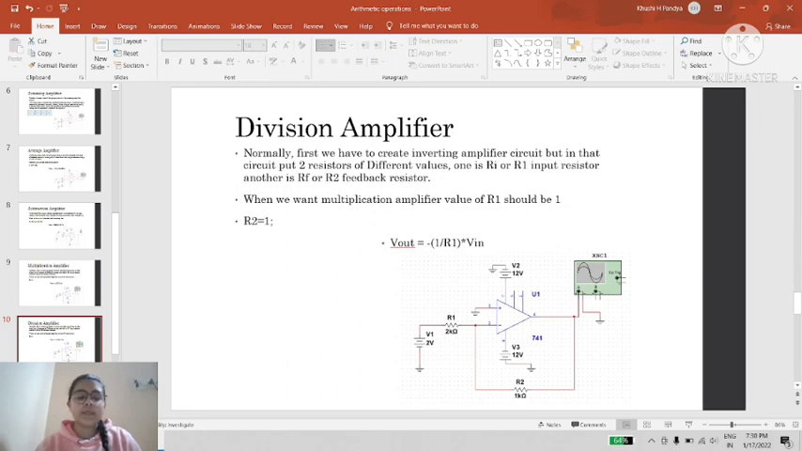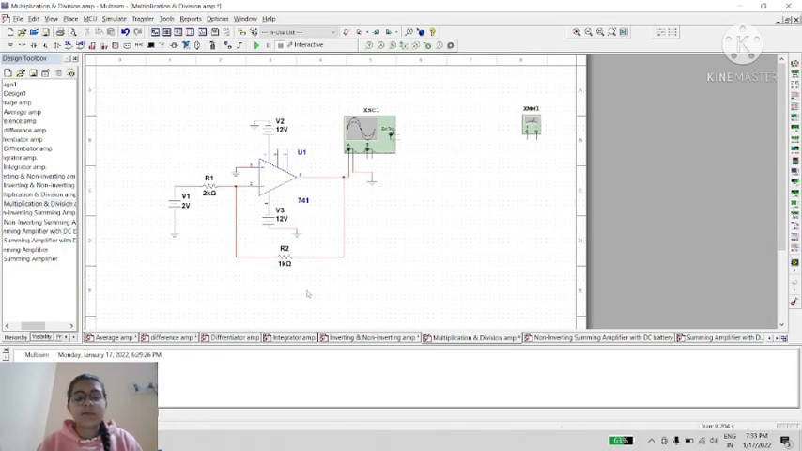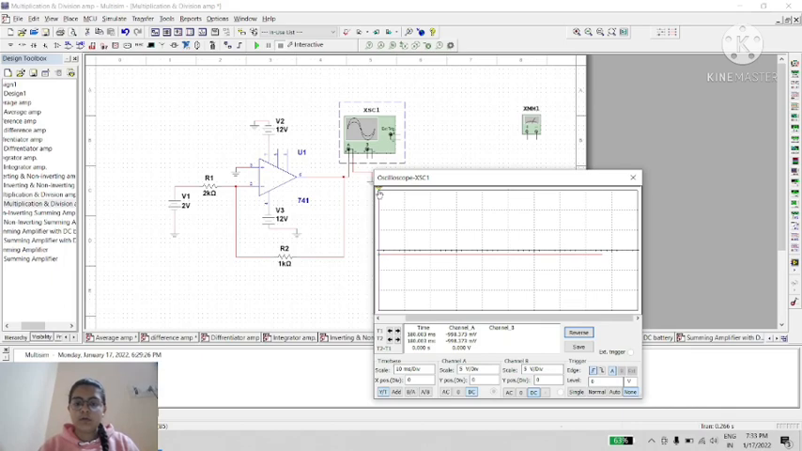Let's see in Multisim. For the division amplifier, the value of R2 or feedback resistor should be equal to 1. According to formula, we should get minus 1 voltage. Let's see. Minus of 0.99 voltage, which is approximately equal to 1 voltage.